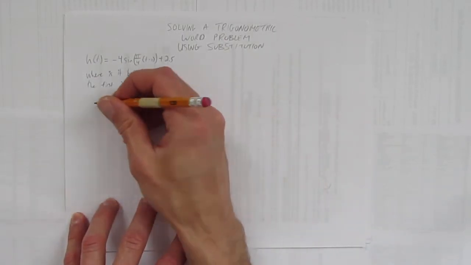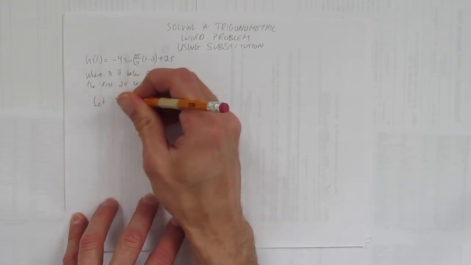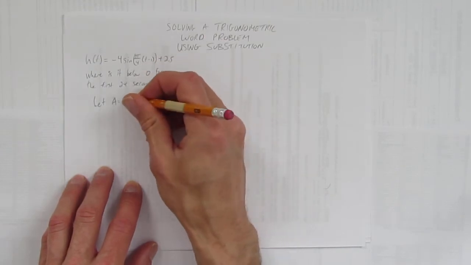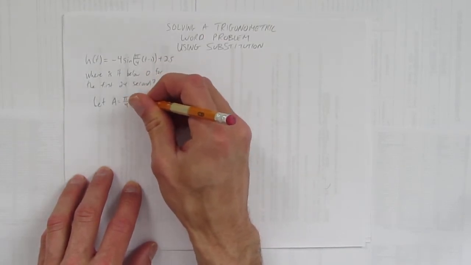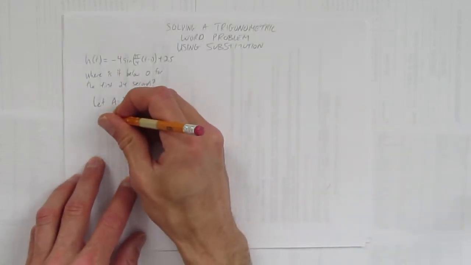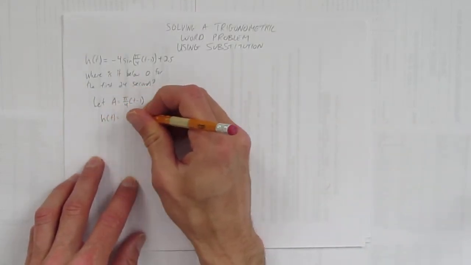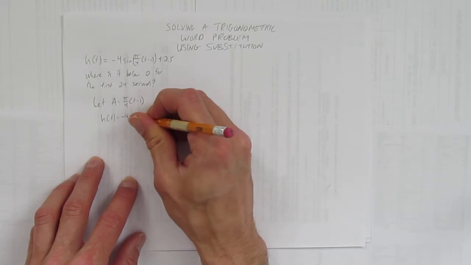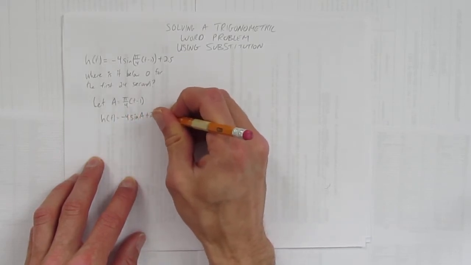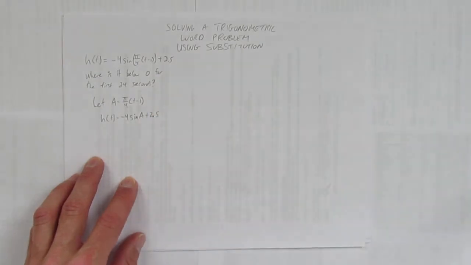Okay, well the first thing we're going to do is substitute for all these things inside the sine here. That is, we're going to let a equal pi over 4 t minus 1. And that's nice because then we have h(t) = -4 sine of a plus 2.5. And now the equation is going to be a lot easier to work with.